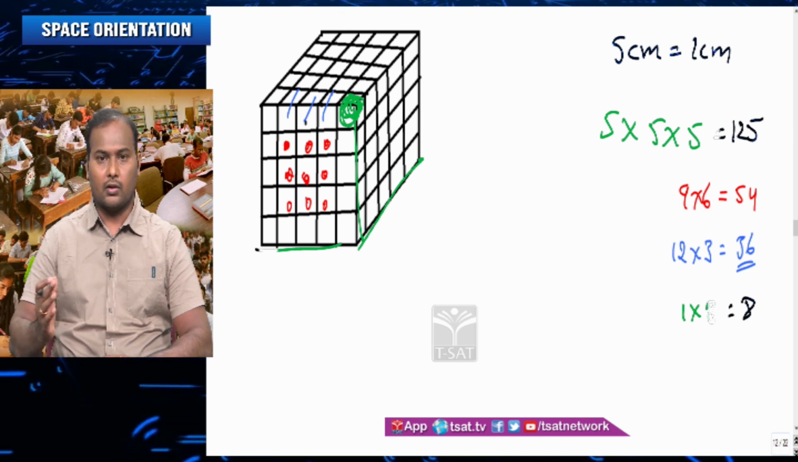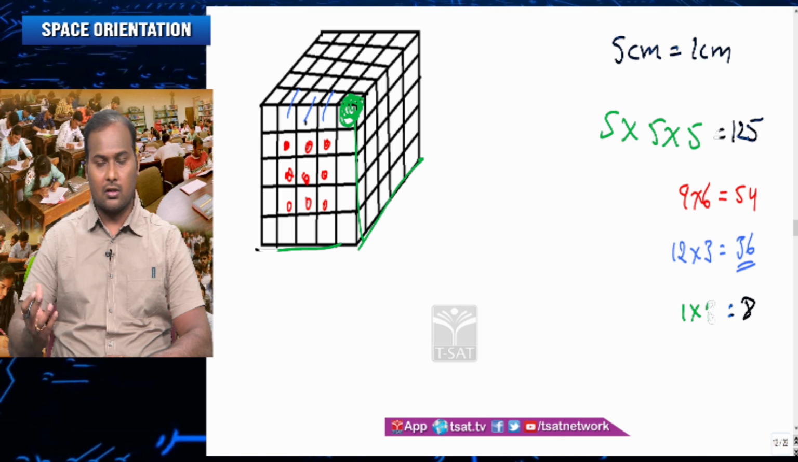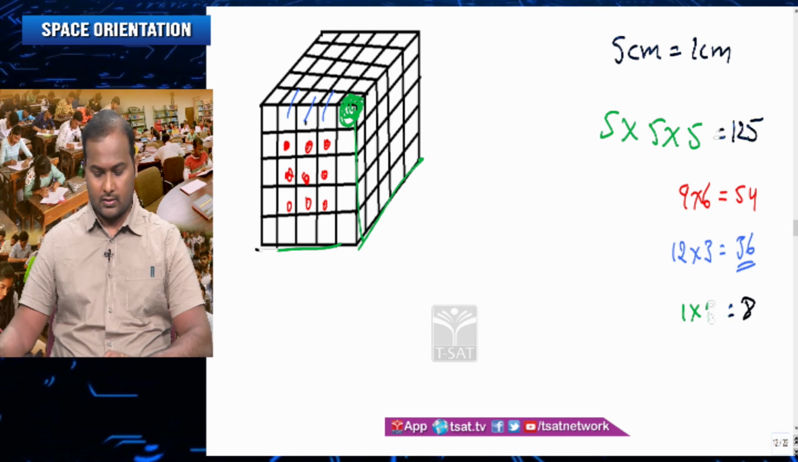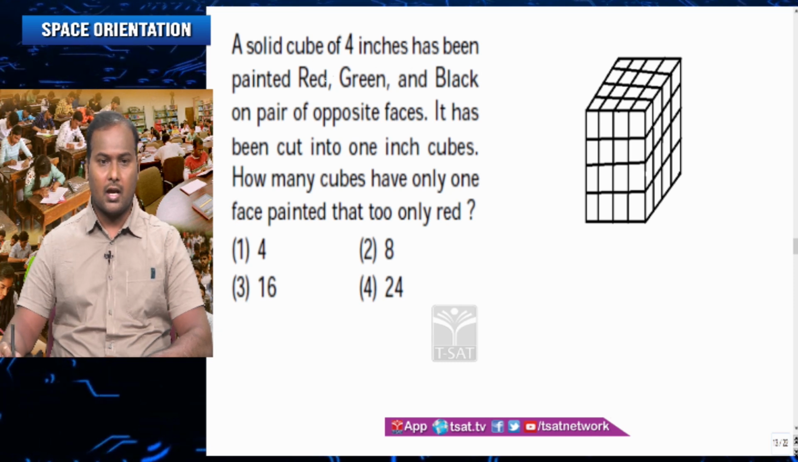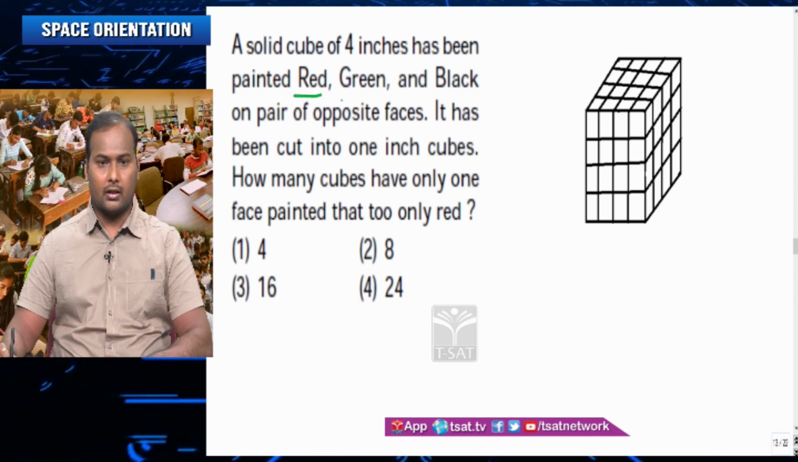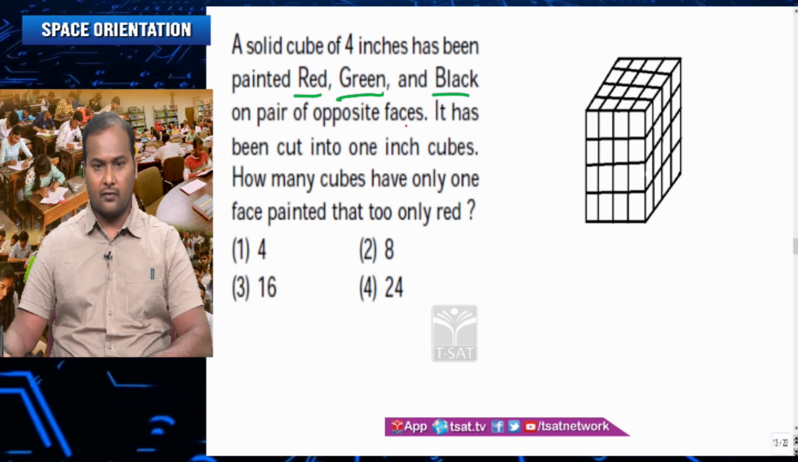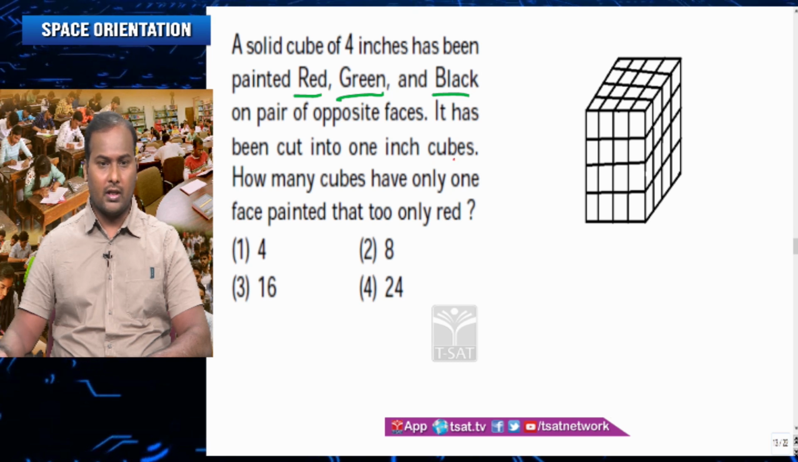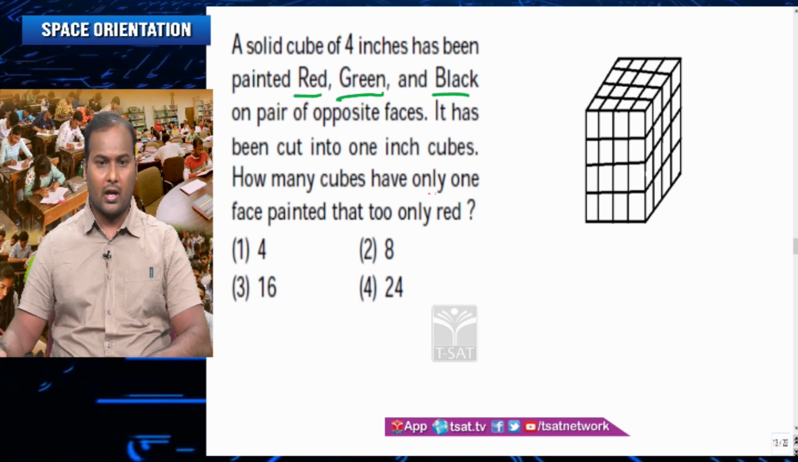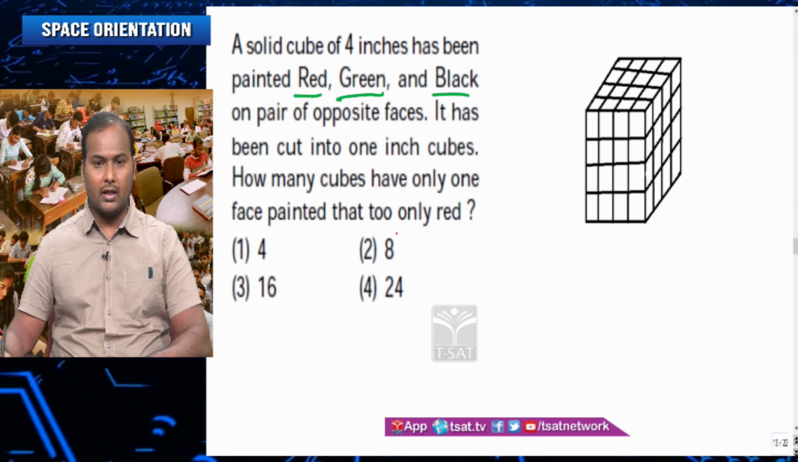Whenever you get such a question, try to visualize the particular cube in a 3-dimensional way and try to get the answer. See this question. A solid cube of 4 inches has been painted red, green and black on pairs of opposite faces. It has been cut into 1-inch cubes. How many cubes have only one face painted? The ones with only red, he is asking.